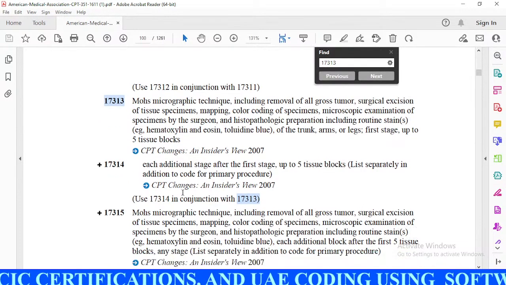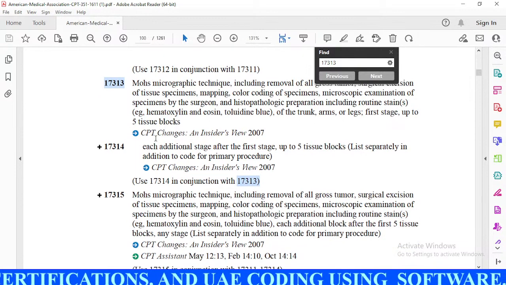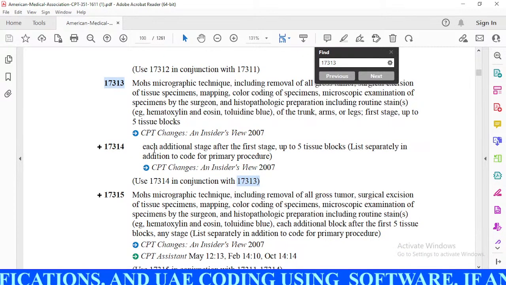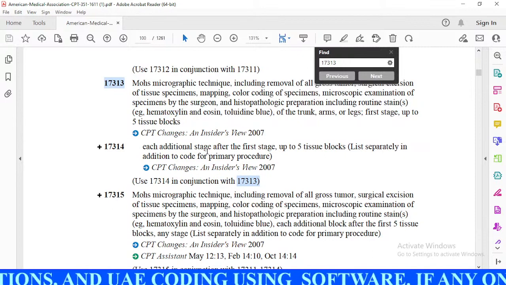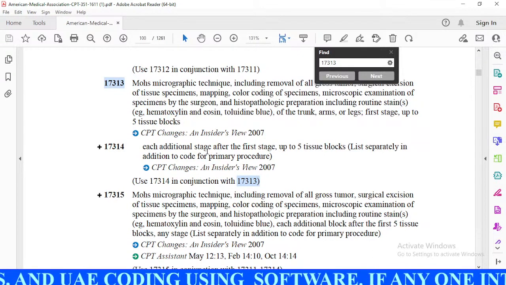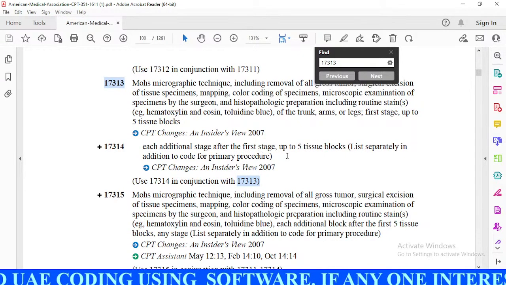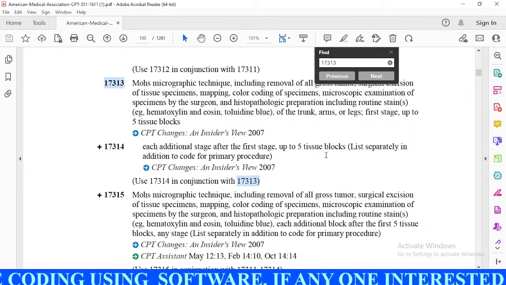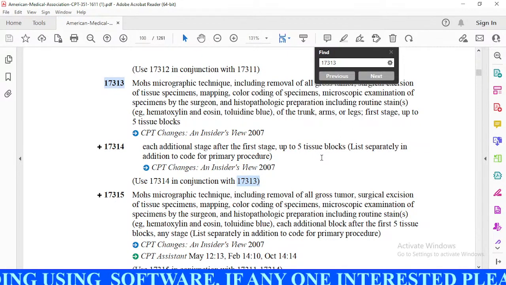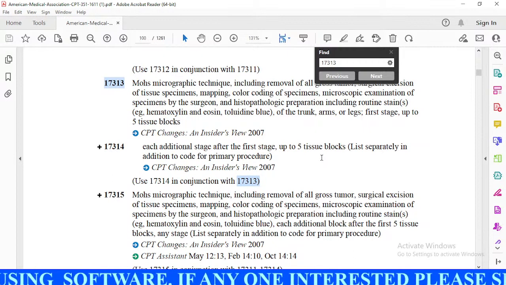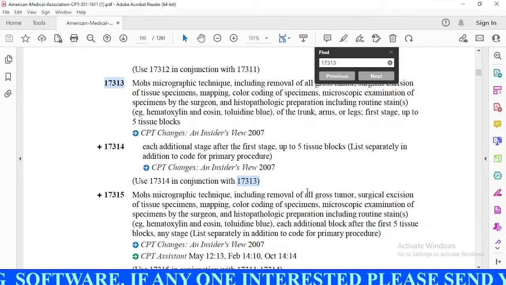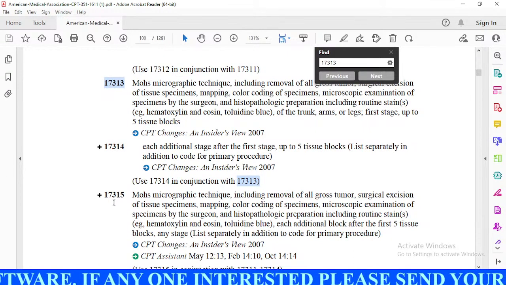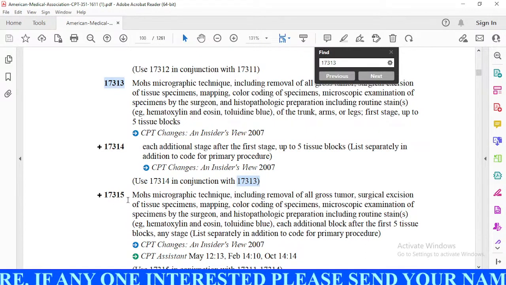In our second stage we have 6 blocks. If you check 17314, each additional stage, here you can consider it as the second stage after the first stage, up to 5 tissue blocks. But based on our question, we have 6 tissue blocks. So for the remaining 1 tissue block, we need to add the add-on procedure code 17315.